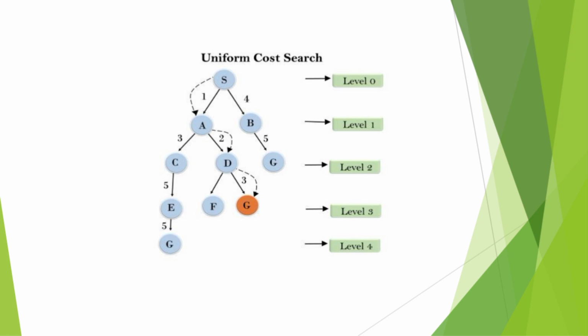Here is the uniform cost search algorithm tree structure. It first starts from the node S. The lowest cost is 1 at node A. Therefore, it chooses it. Then the lowest cost is A to D. Then it again chooses it, and so on.